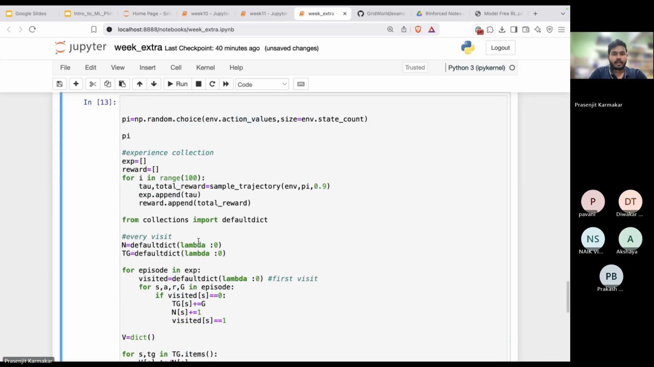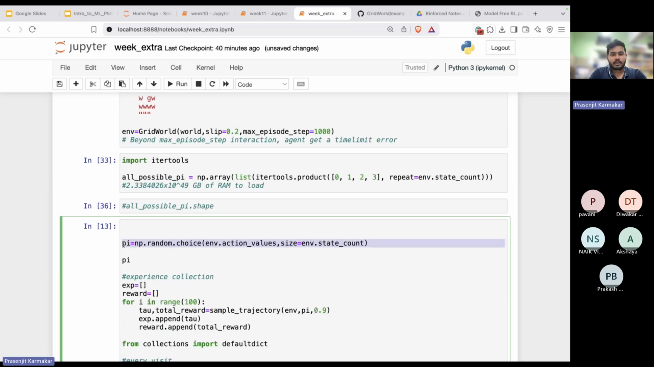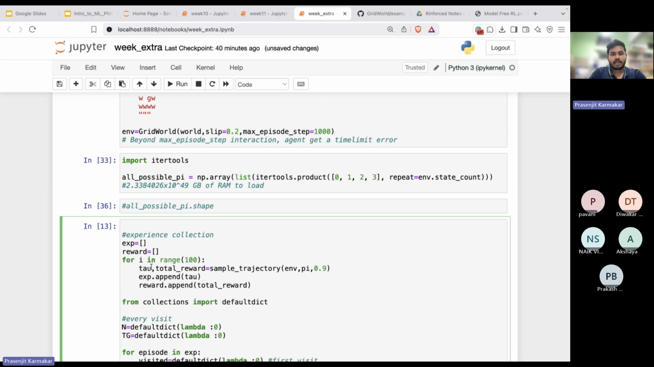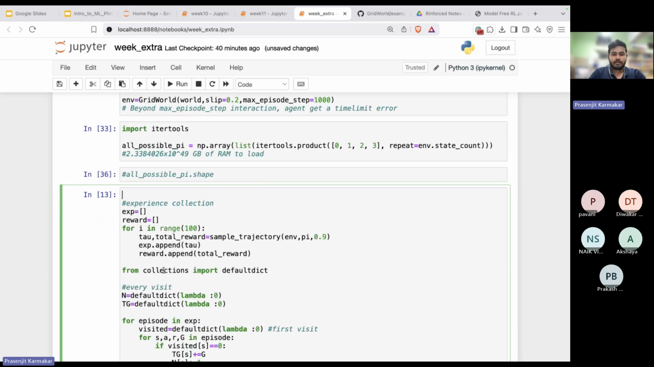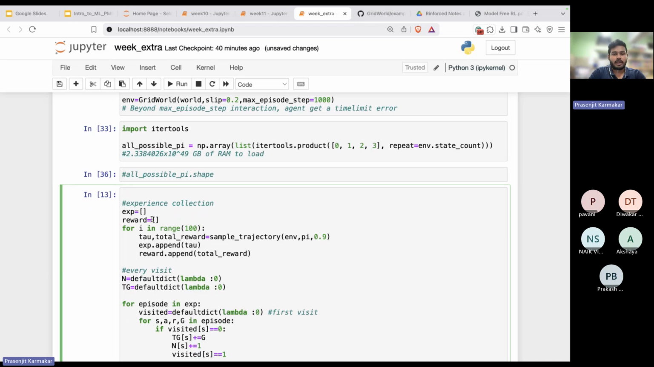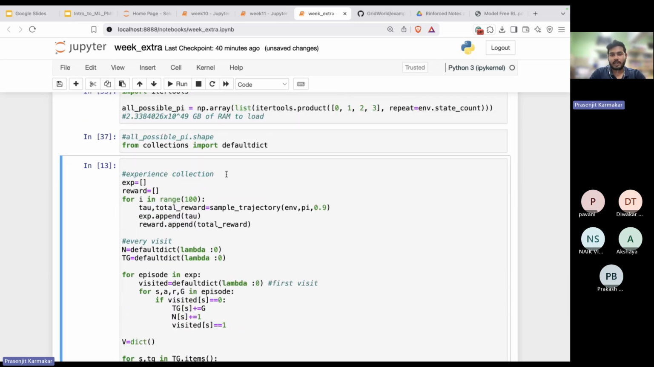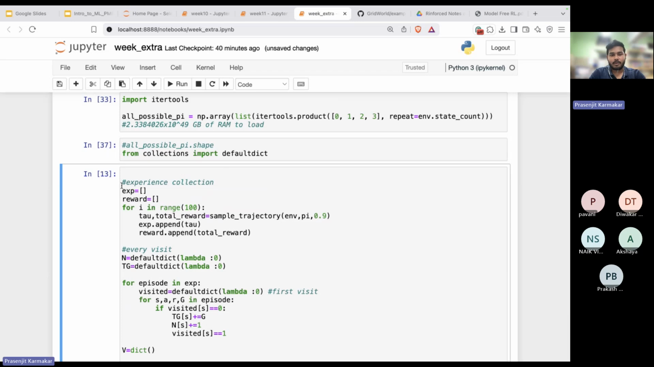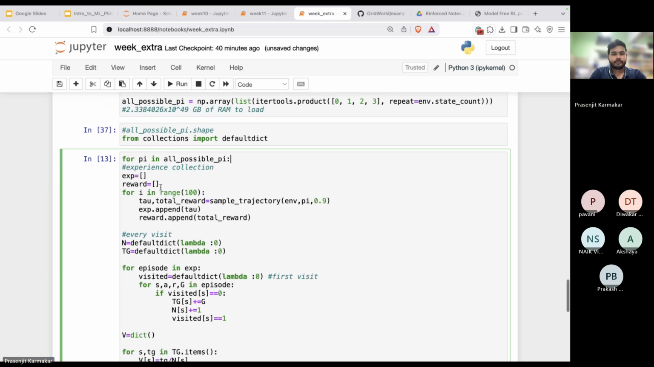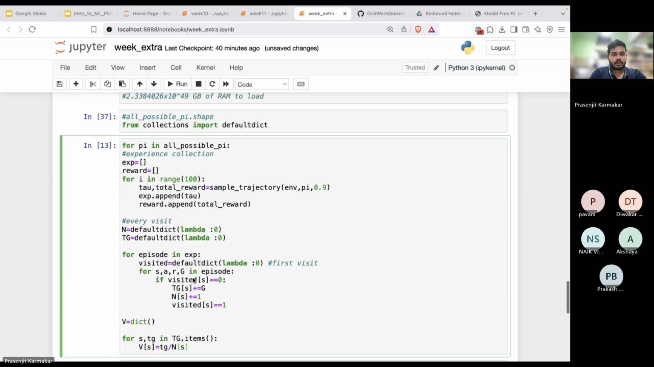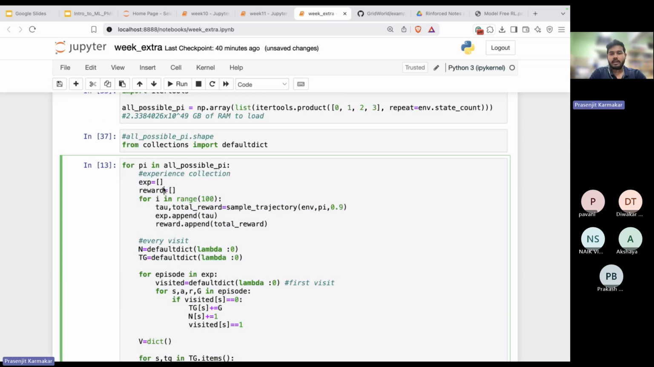Now what I can do, instead of generating a random policy, I can just loop through all the policies and collect experience, compute the value function and get the average value function. Based on that, take whichever policy has the maximum value, right? So everything remains the same, just an outer loop for pi in all possible policies. You just indent the entire thing.